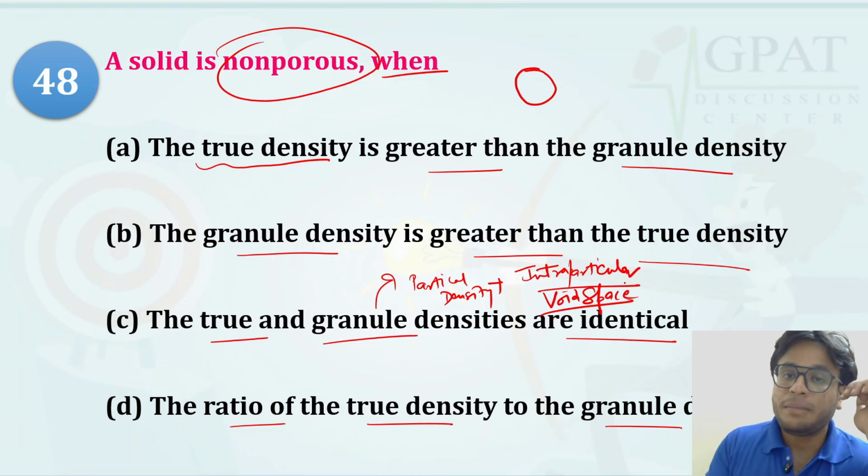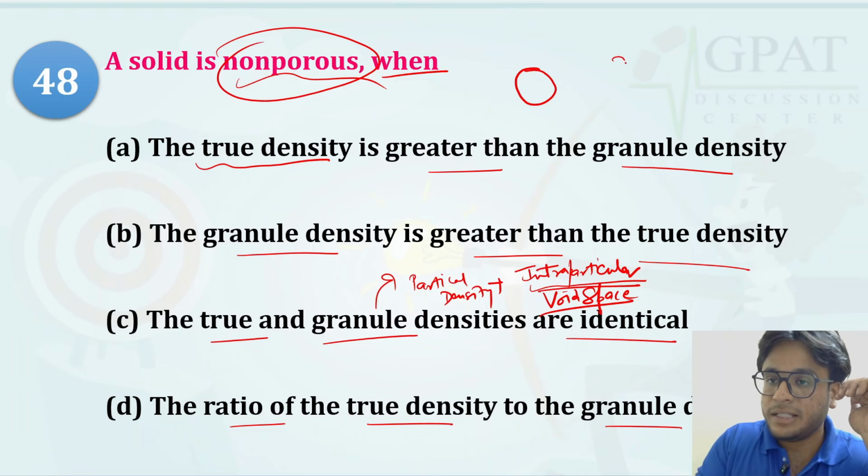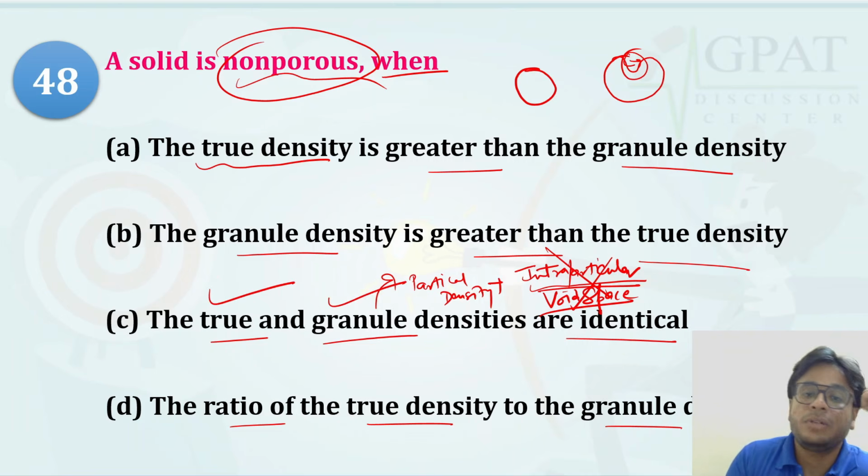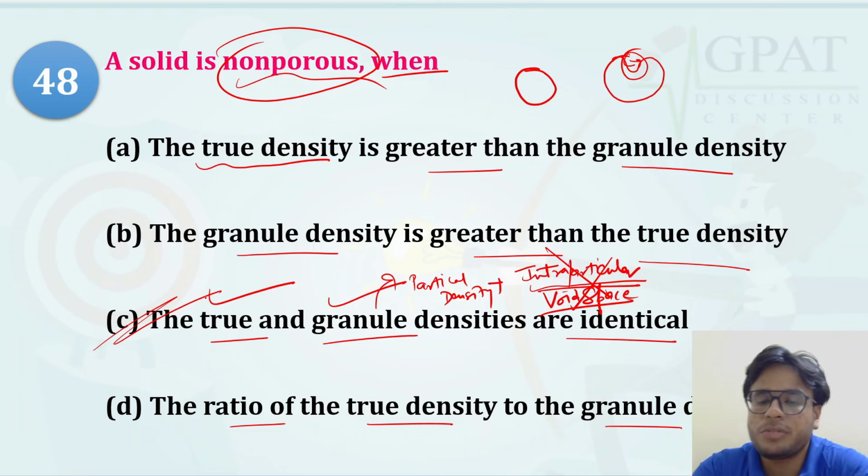If they are asking about the particle being non-porous in nature, then this kind of intraparticular void space is not present here. So we can say that true density is equal to the granular density when the particle is non-porous in nature. Yes, so C is going to be the correct option.